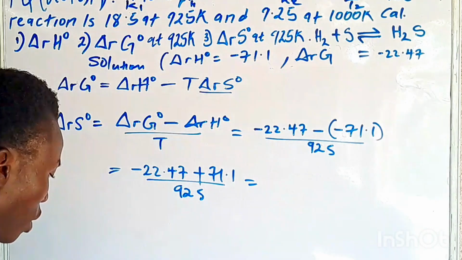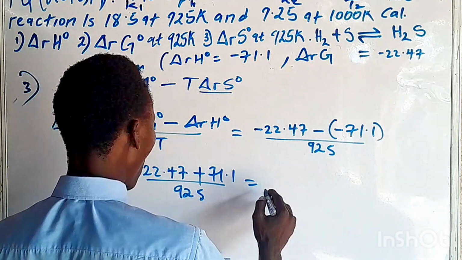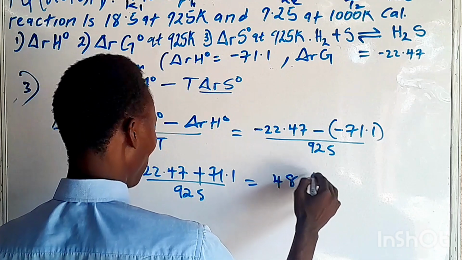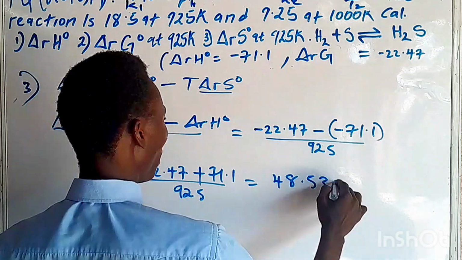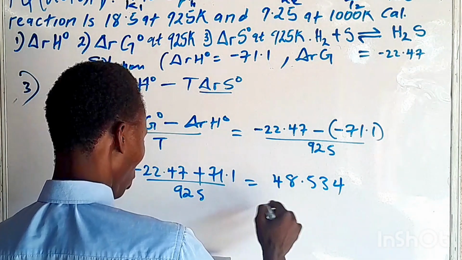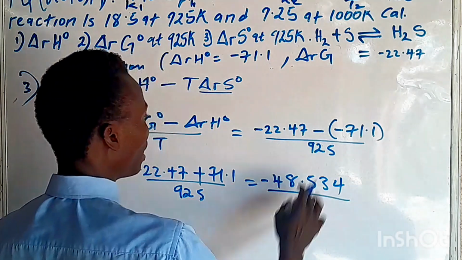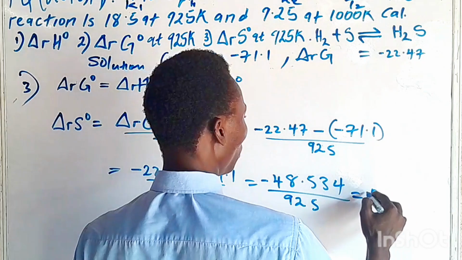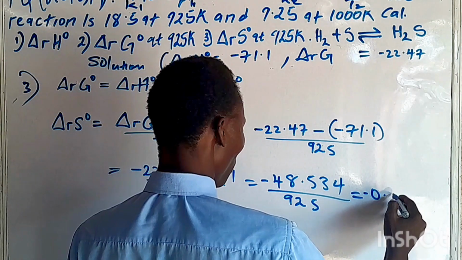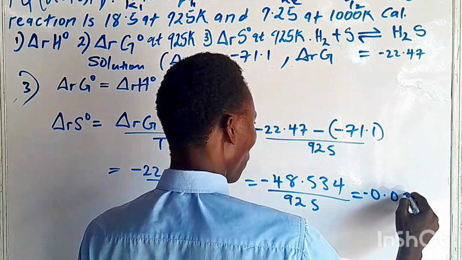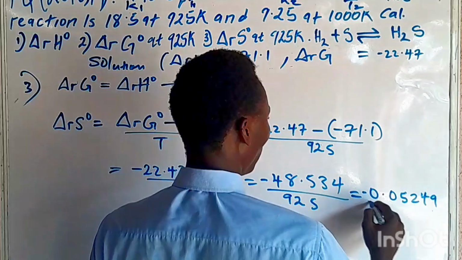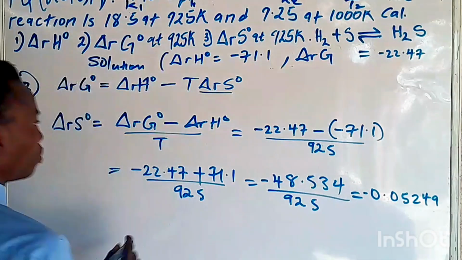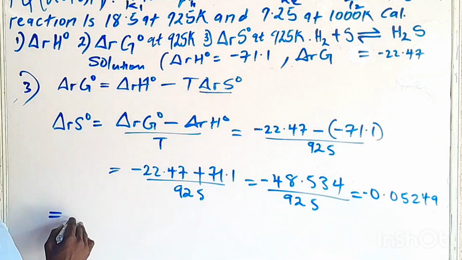So what will be the value of the upper one? The value of the upper one should be 48.534. You can check it out, should be a close value. Then you divide it by 925. What would that give you? That will give you 0.05249. Divide. Okay, so after obtaining this value, you are going to multiply by 1000.